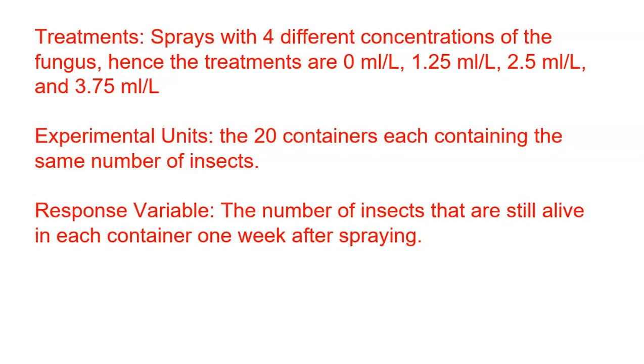So here are my 3 answers, nice and typed up. So the treatments are the sprays with the 4 different concentrations of the fungus, 0, 1.25, 2.5, and 3.75. The experimental units are the 20 containers, each containing the same number of insects. And the response variable is the number of insects that are still alive in each container after 1 week. Don't shortcut any of that because you want to be as specific as possible with each of these responses.